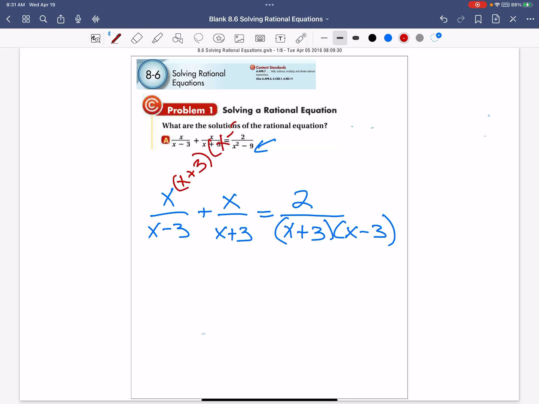x minus 3, multiply by x plus 3, x minus 3 for all three parts.